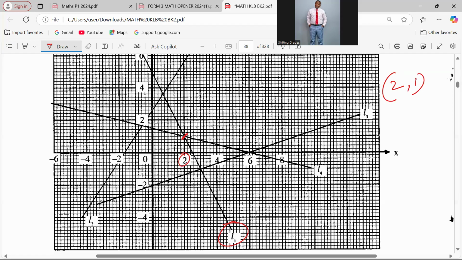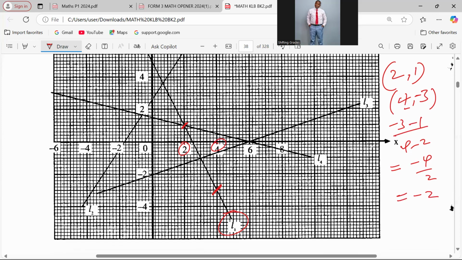Another coordinate on this particular line can be 4, -3. So how do we get the gradient? -3 minus 1, change in y, out of change in x, 4 minus 2. So we get -4 over 2, which is -2. So the gradient is -2.